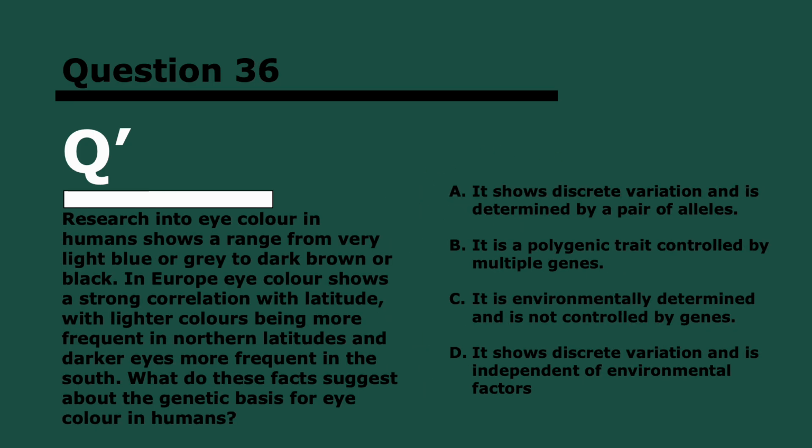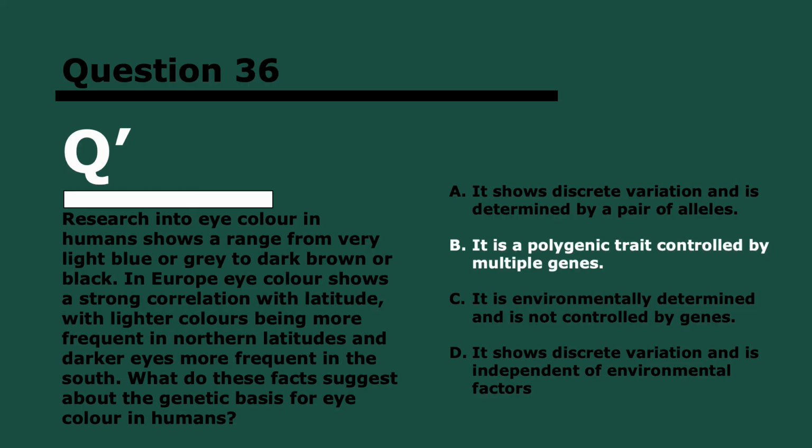Okay. So then the next question is, research into eye color in humans shows a range from very light blue or gray to dark brown or black. In Europe, eye color shows a strong correlation with latitude, with lighter colors being more frequent in northern latitudes and darker eyes more frequent in the south. This question is so long. What do these facts suggest about the genetic basis for eye color in humans? Okay. Again, 3, 2, and 1. It's a polygenic trait controlled by multiple genes.